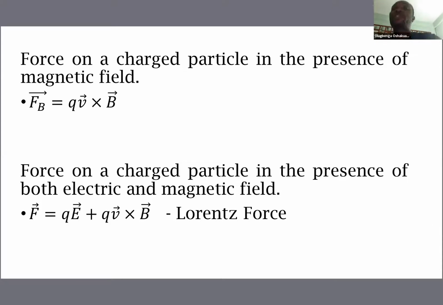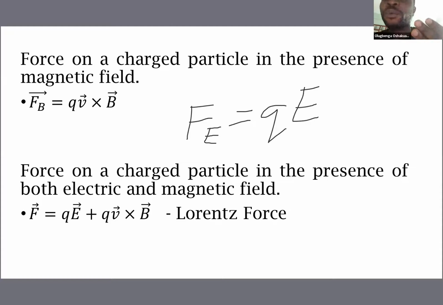Force on a charged particle in the presence of a magnetic field, like we've seen before, is F subscript B, that is the magnetic force, equal to the cross product of qV and B, where V is the velocity vector and B is the magnetic field vector. And like we've learned before, and reminded ourselves today, the electric force on a charged particle is the product of the charge and the electric field.